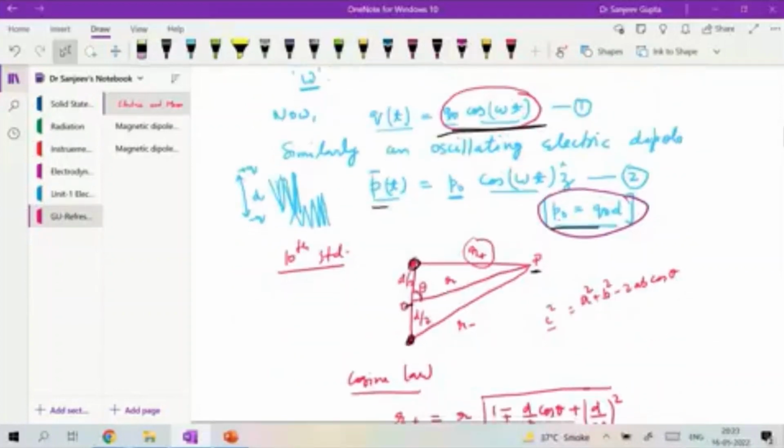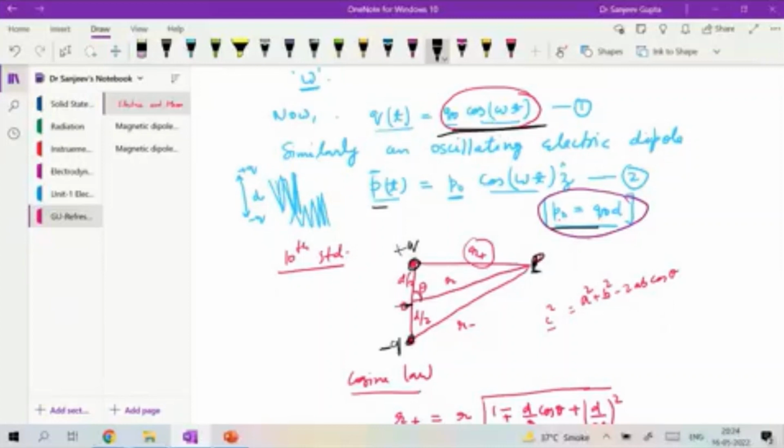Now I'm going to use 10th class mathematics. You can see this is my midpoint, this is my positive charge, this is my negative charge, and here P is my observer. The distance from the negative charge to P is denoted R minus, and from the positive charge to P is denoted R plus. And from the origin it shows only R, which is making angle theta.